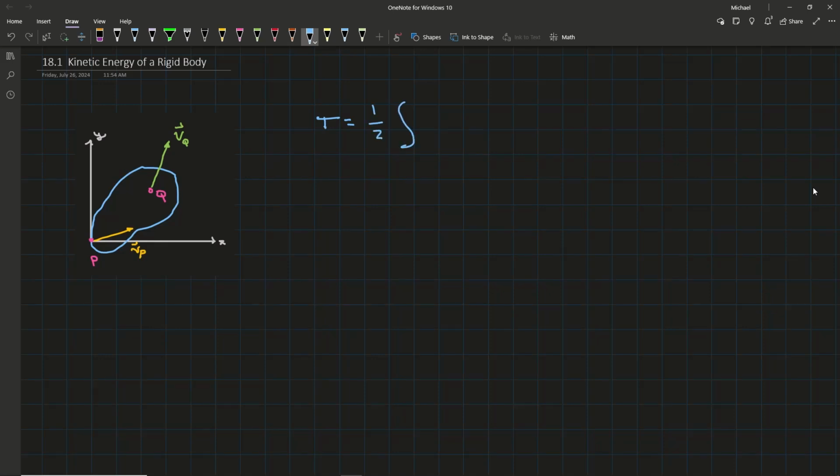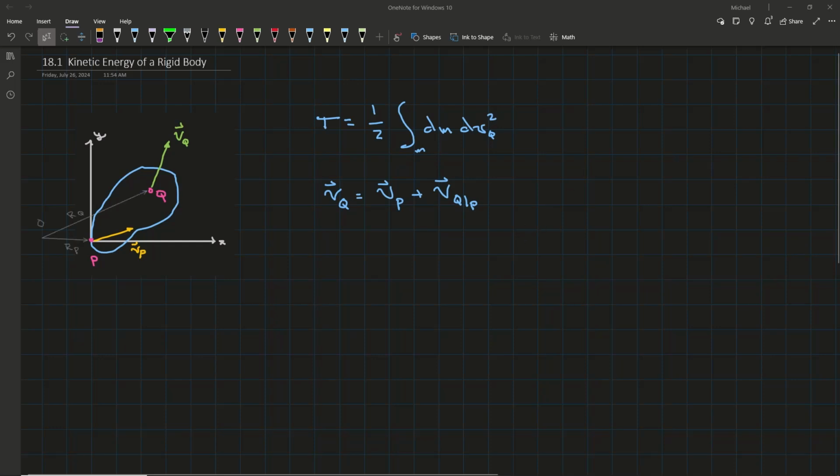use an integral here for this, and this will be the velocity of, not the ith term, but the Qth term. And we have to square that. The relative velocity of VQ equals VP plus VQ with respect to P.